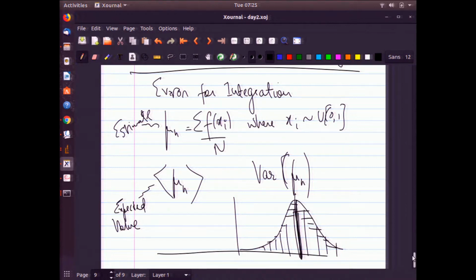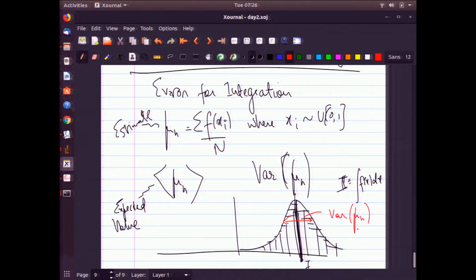Okay, now what is this mean going to be? What is the mean value, or the expected value of this estimator? It is going to be I, which is the integral, right? We saw that for an unbiased estimator, this is going to be I, and obviously you have some variance associated. So if you plot a histogram of the estimates, you will get a spread centered around some mean.